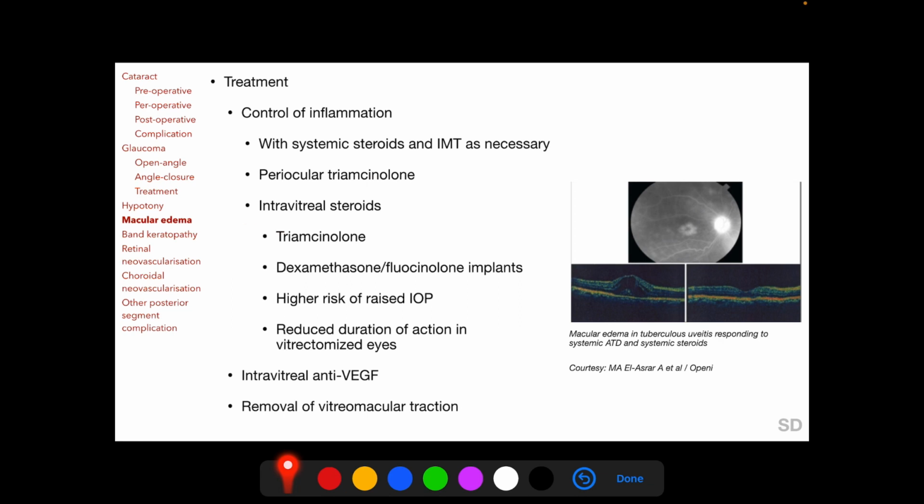And options for intravitreal steroid administration include triamcinolone and implants such as dexamethasone and fluocinolone. Compared to periocular triamcinolone, intravitreal steroids are more effective in controlling macular edema but with a higher risk of raised intraocular pressure, and in vitrectomized eyes, the duration of action of intravitreal steroids is reduced. Intravitreal anti-VEGF is also an option for treating macular edema. And if there is a poor response with steroids and anti-VEGF, and OCT shows an associated vitreomacular traction along with the macular edema, removal of the vitreomacular traction can help.